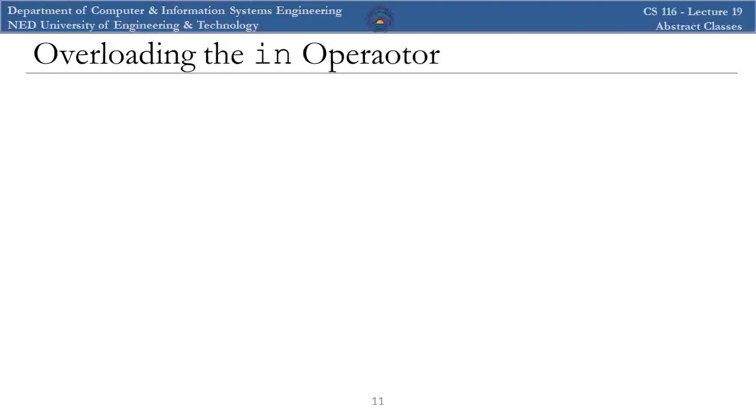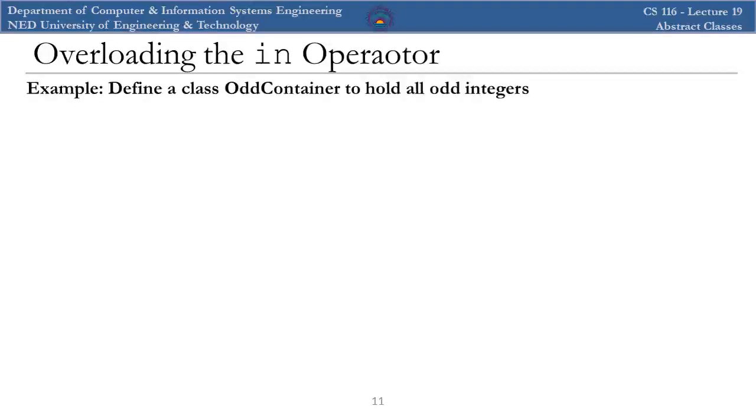Now let me show you an interesting example. In this example, I'm defining a class called OddContainer, and this will serve as a container for all odd integers. So that means I'll be checking for two conditions. Actually, I'll implement, overload this in operator. So I'll check for two conditions. The value passed to this in operator should be odd and it should be an integer.